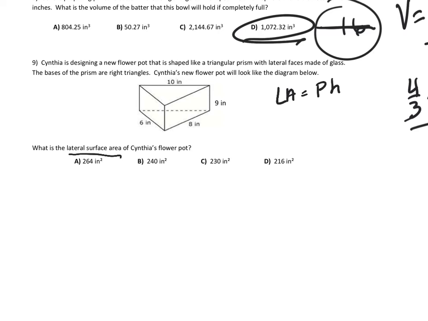So it gives us all the numbers we need, 6, 8, and 10. So 6 plus 8 plus 10 is 24, which is the perimeter. The height is 9. So 24 times 9 is 216.